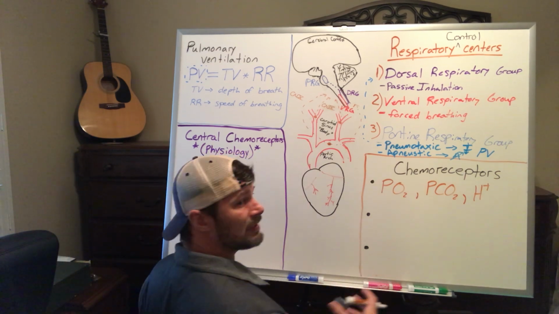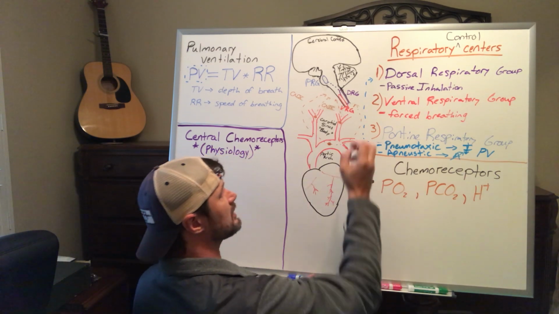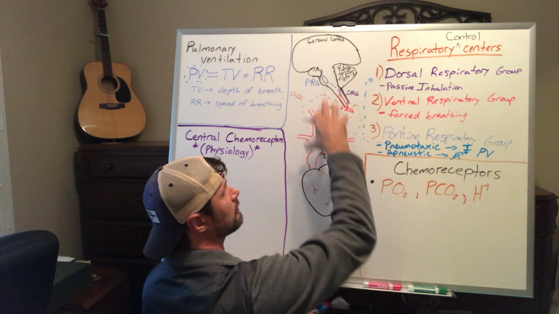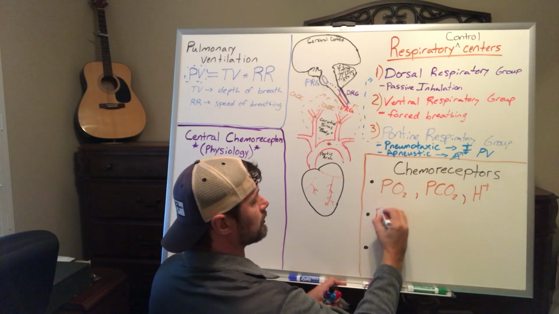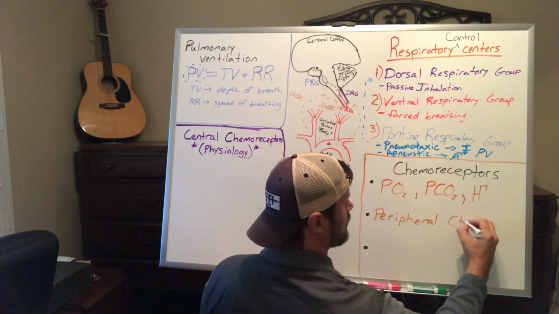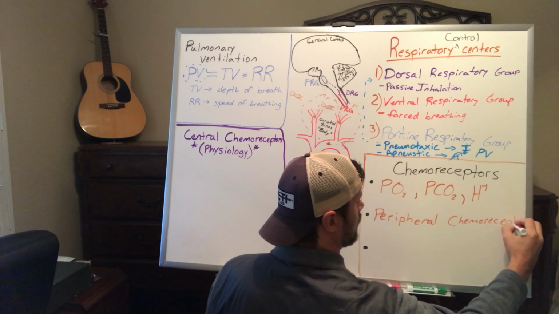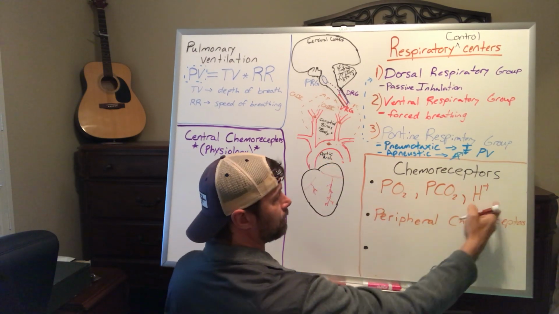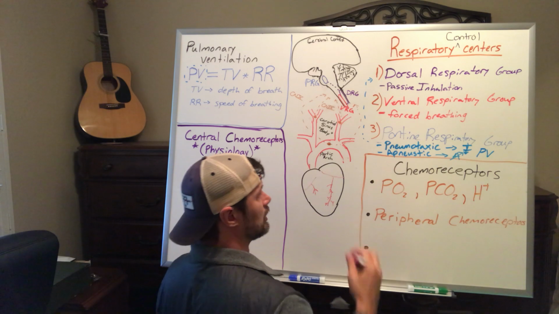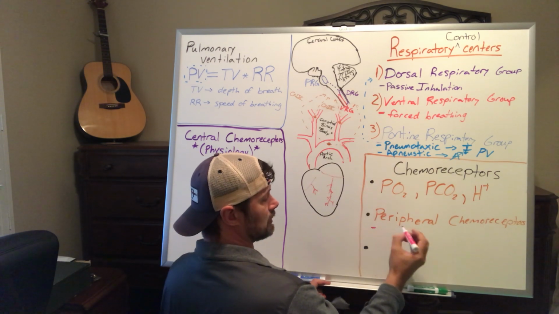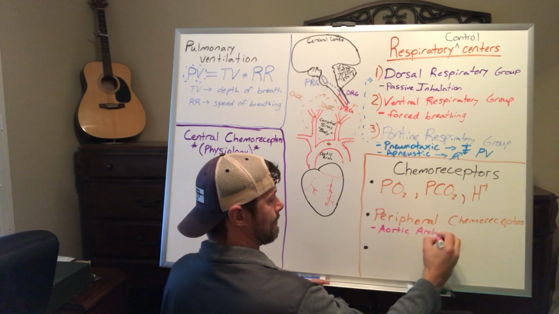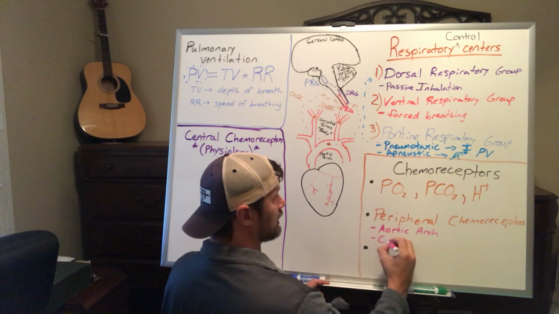Now, there are two major groups of chemoreceptors. One of them is found out here in the periphery, which is what we drew in here. Okay, this is periphery, not central nervous system. So we have peripheral chemoreceptors. These ones are detecting all three of the above chemicals. Okay? Peripheral chemoreceptors are found in what we drew over here. Found in the aortic arch, and they're found in the carotid sinus, the carotid body.